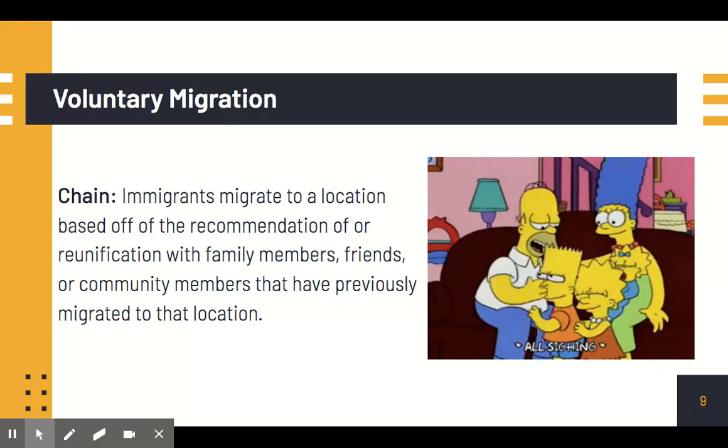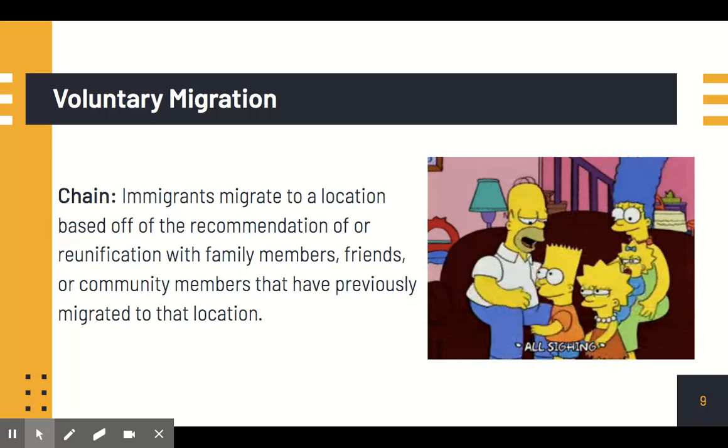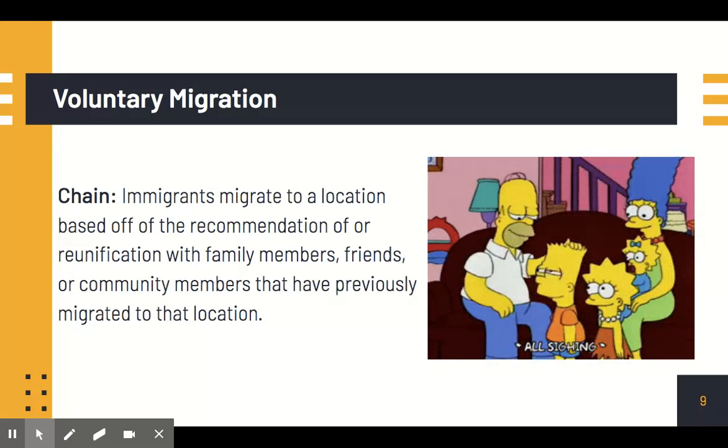Chain migration. Immigrants migrate to a location based off of the recommendation of, or reunification with, family members, friends, or community members that have previously migrated to that location.